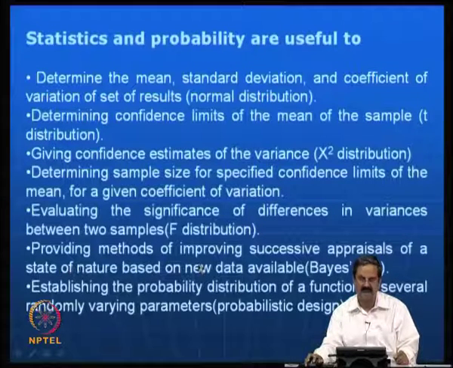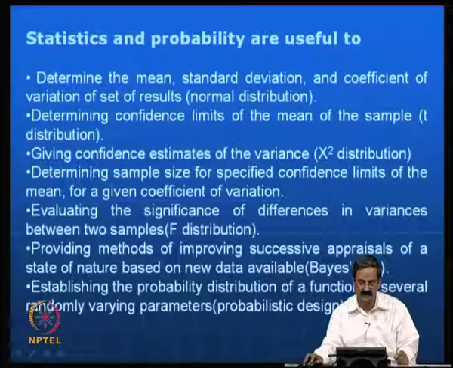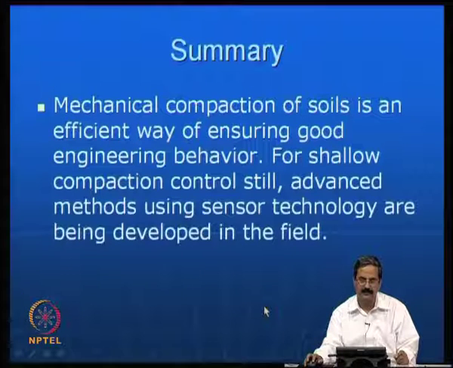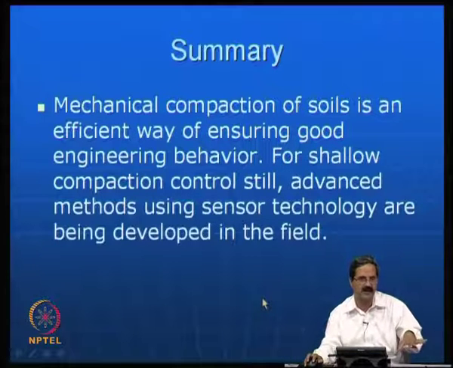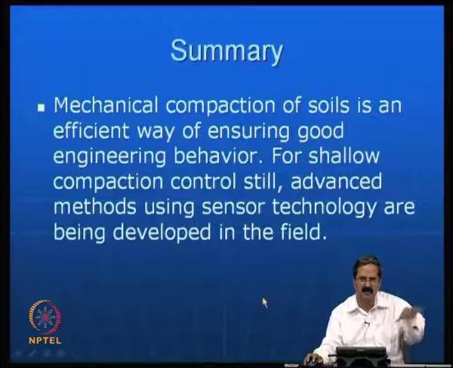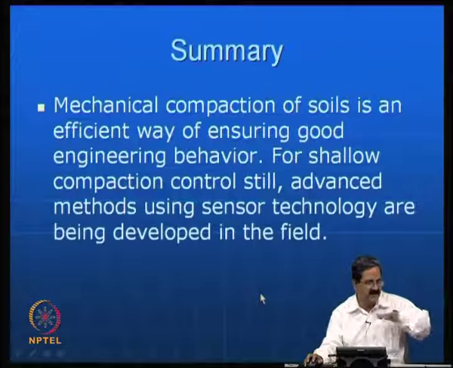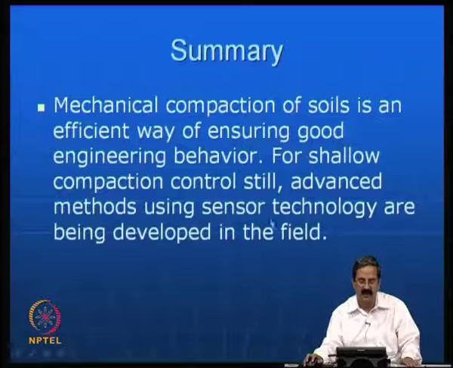Then there are some methods, using Bayes rule and others, where one can use a lot of information. They have a lot of significance in probabilistic design as well. What I want to say is that compaction using mechanical means, particularly shallow compaction, about 1 meter to 2 meters, for example highways and embankments constructed in a series of lifts, is very important. Static compaction or any of these compaction methods are a good way of ensuring good engineering behavior.